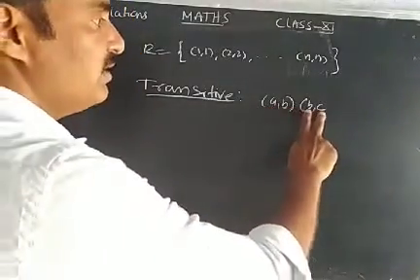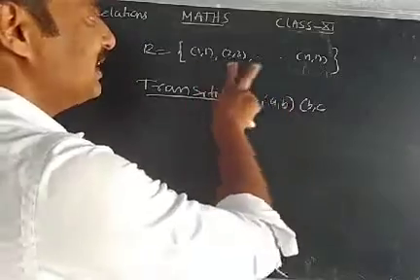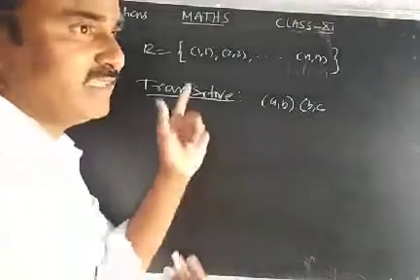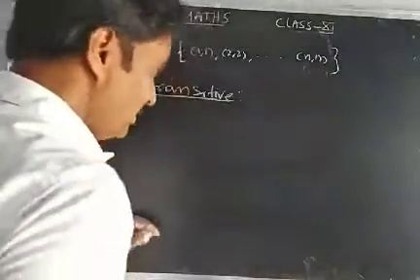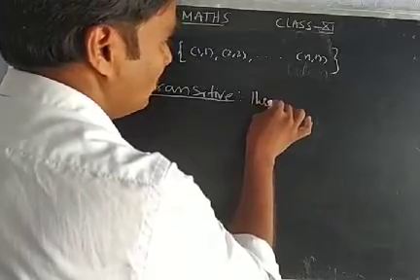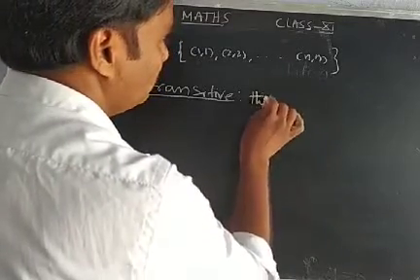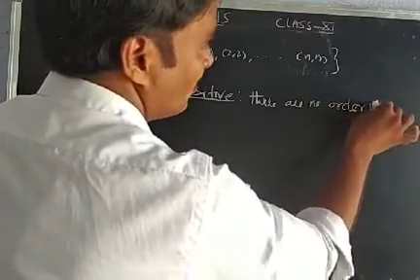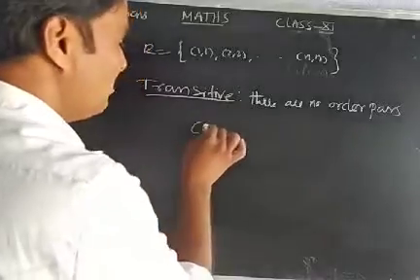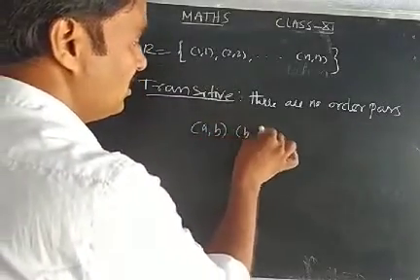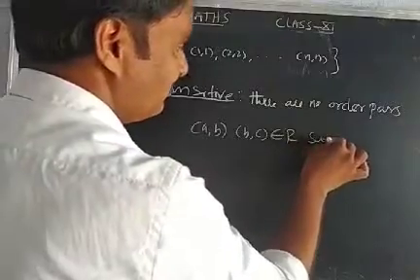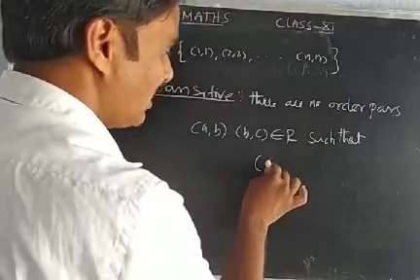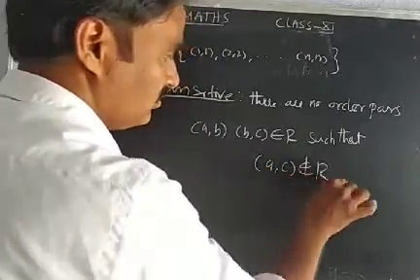Here these two elements are different. But such ordered pairs do not exist in the set; observe here, different elements do not exist in the set. So here we can write: there are no ordered pairs (a, b), (b, c) belonging to R such that (a, c) does not belong to R.